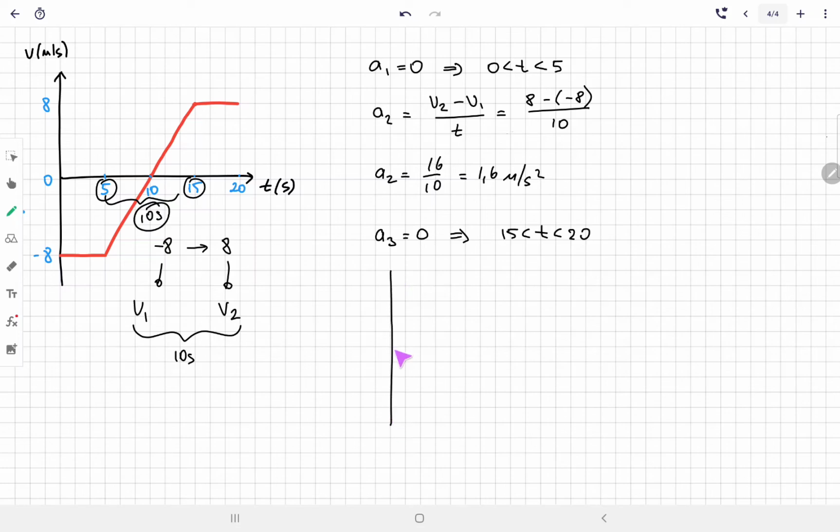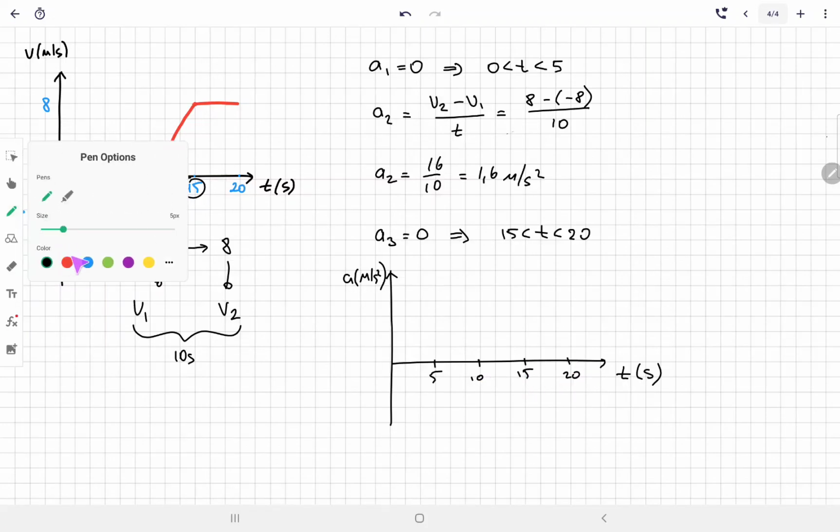Just we need to convert it into the graph. We can explain it in terms of graph. Acceleration, time in seconds, acceleration, meter per second square. So let it be here 5 seconds, 5, 10, 15, and 20.